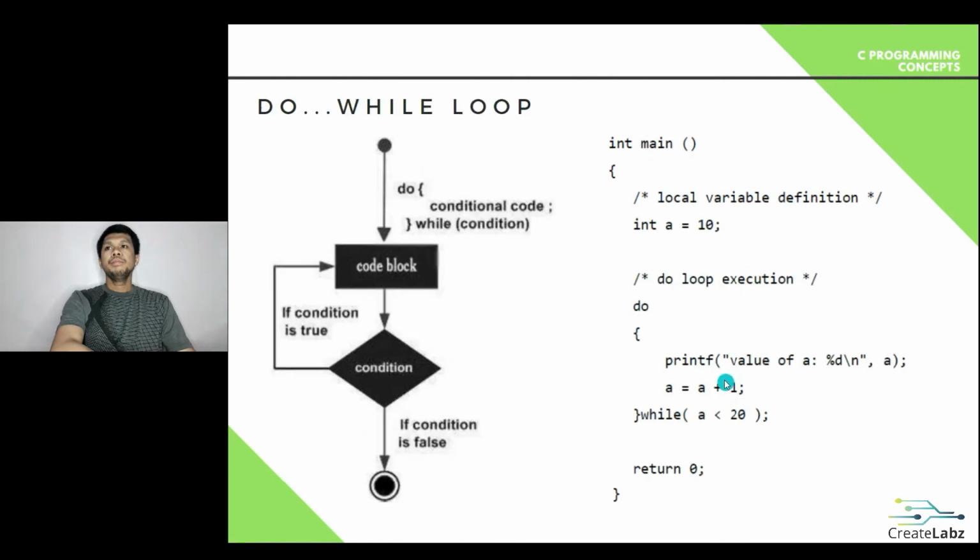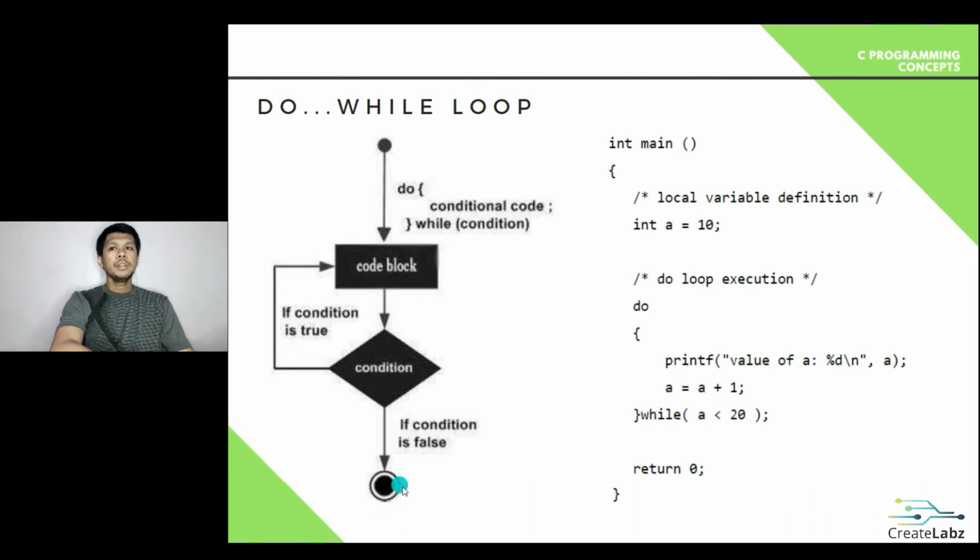Do while loop. The do while loop is similar to the while loop. The only difference is that the while condition is at the last part. Meaning, do, open and close curly braces, and then the conditional code, and then the while statement is at the end. Do the conditional code first and check the condition later. Like this, code block, and then check condition. If true, do code block again. As long as this is true, it will repeat. If it's false, then exit.